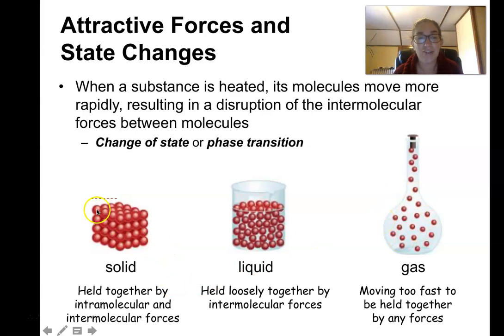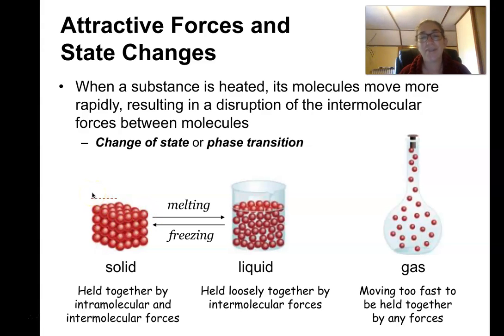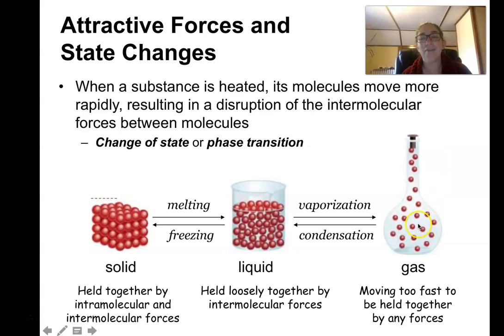So these state changes: going from solid to liquid is melting. Going from liquid to solid is freezing. Going from liquid to gas is vaporization, and going from gas to liquid is condensation. There's another one that's fairly common, going from solid to gas is sublimation, but we won't go there. But you should know these terms: melting, freezing, vaporizing, and condensing, and what direction we're going.